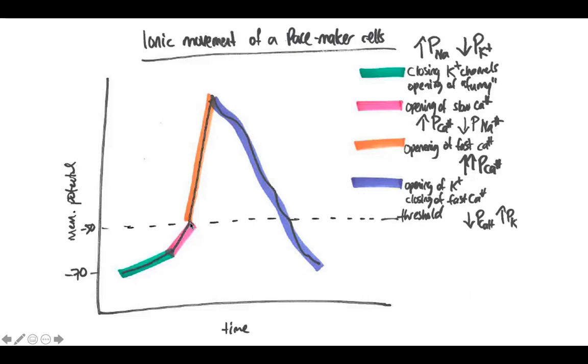From there, we have the rapid upstroke, which is shown in orange here, and that is the opening up of fast calcium channels, also called T-type calcium channels, and they are going to rapidly depolarize the membrane potential. So we're going to have a rapid increase in the permeability for calcium. Calcium rushes in and allows for the action potential to occur. So the action potential in pacemaker cells is due to the opening up of fast calcium channels and the movement of calcium into the cell.